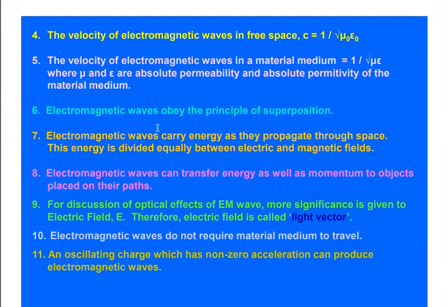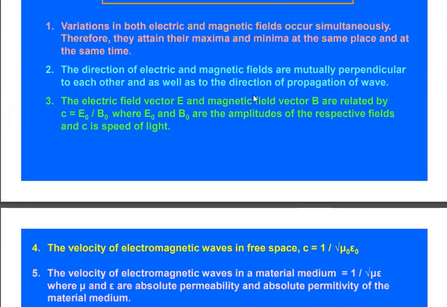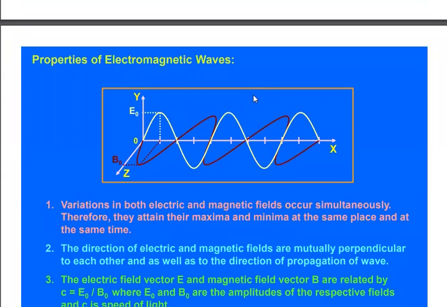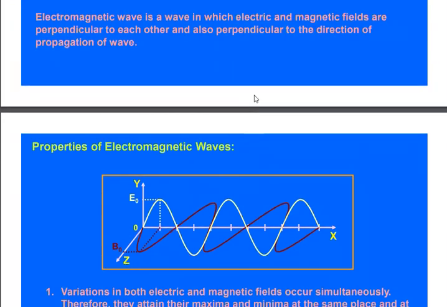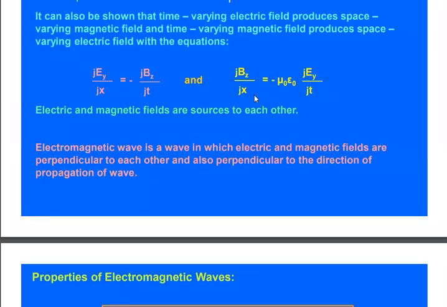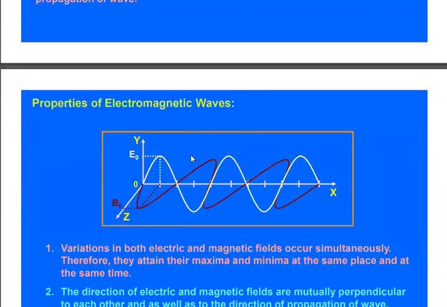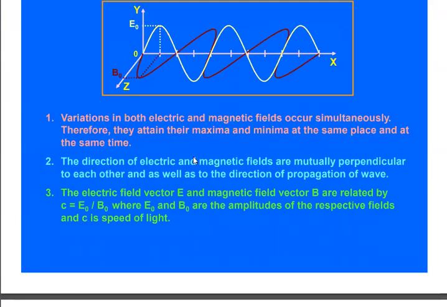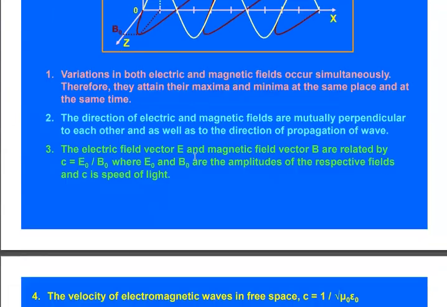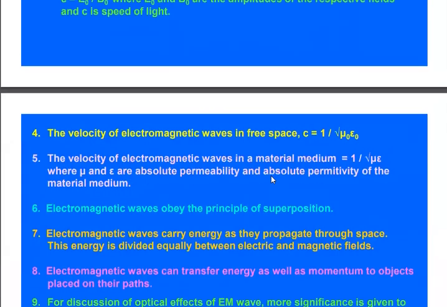Now, electromagnetic wave obeys the principle of superposition, as we have learned the superposition principle in the first chapter, and also you will learn it in optics in the light chapter. During interference, the superposition principle will prevail.